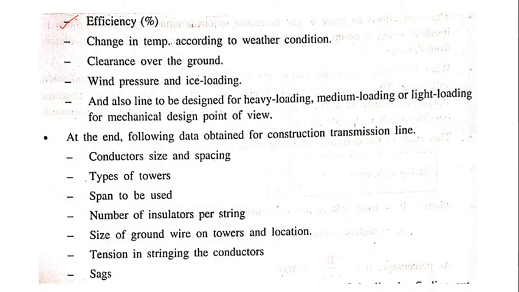Then its efficiency should be good, change in temperature according to weather conditions, clearance over ground, wind pressure and ice loading on the transmission cable, and also the line is to be designed for heavy loading, medium loading, or light loading conditions from a mechanical design point of view. From all this data, we are going to obtain the construction of the transmission line: the conductor and size of the spacing, then the types of tower span to be used, then the number of insulators per string, then the size of the ground wire on the tower and its location, then the tension on the string straining the conductor, and then the sag.